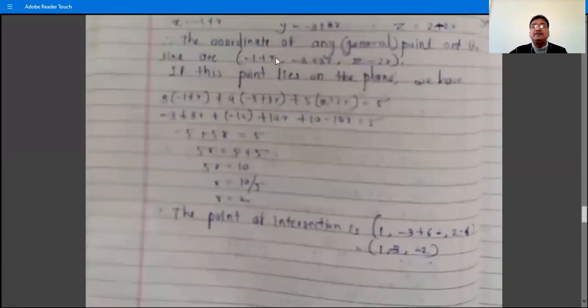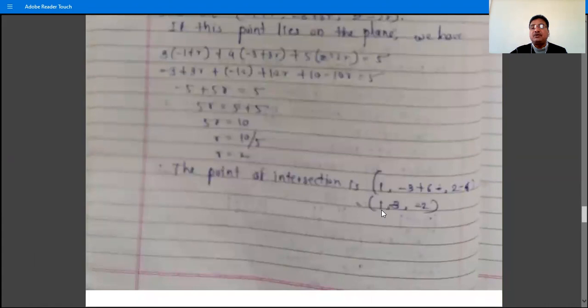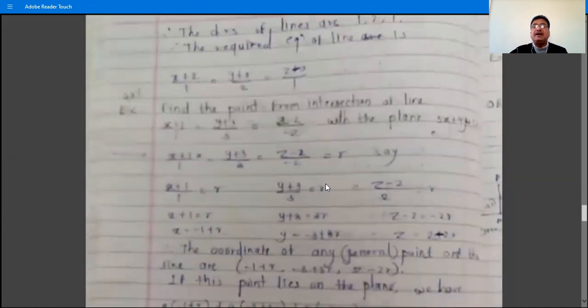Substitute this value of r in the general point. So the point of intersection is: minus 1 plus 2, which means 1; then minus 3 plus 6, which is 3; and 2 minus 4, which is minus 2. Therefore the point of intersection is (1, 3, minus 2). This is the point of intersection of the line and the plane.